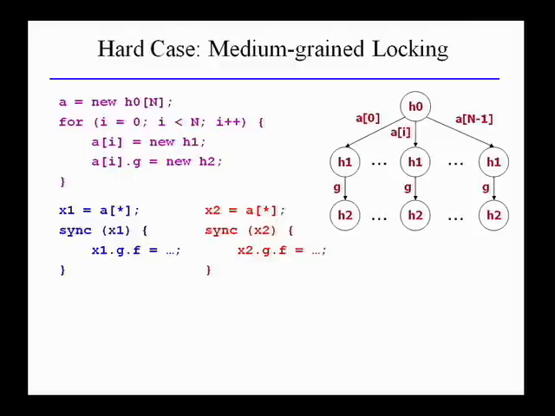The hard case is the medium-grained locking case. So what are we going to do in this case? We're going to lock, well, actually, let me review. Why would we ever want to do anything other than coarse-grained locking or fine-grained locking? Well, coarse-grained locking obviously doesn't allow a whole lot of concurrency.